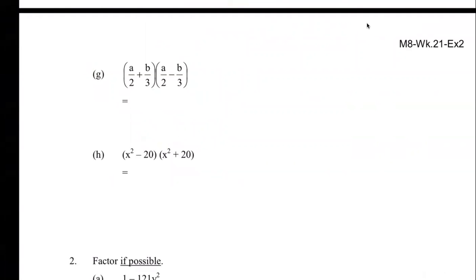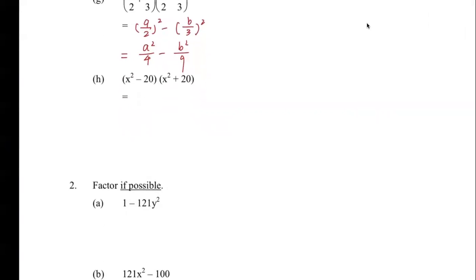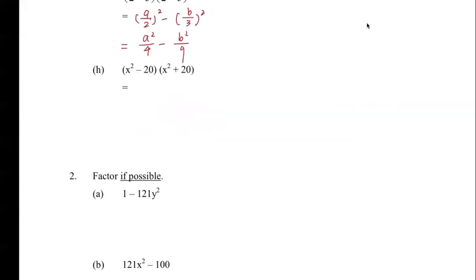A/2 plus B/3 times A/2 minus B/3. We see this whole fraction as A, this fraction as B, right? Then it's A plus B times A minus B. So the answer should be a over 2 squared minus b over 3 squared, which is equal to a squared over 4 minus b squared over 9. Okay. H, x squared minus 20 times x squared plus 20.